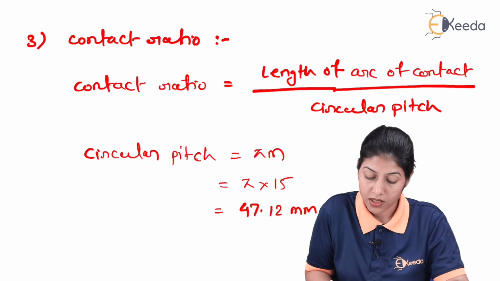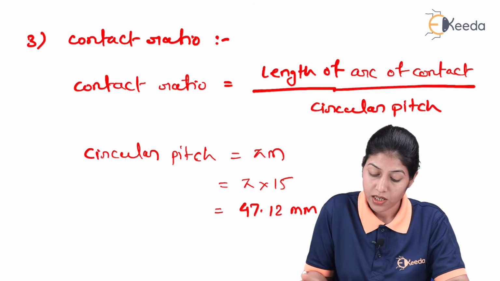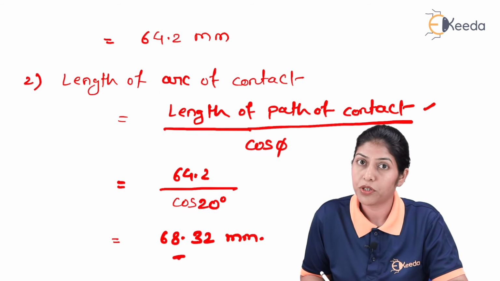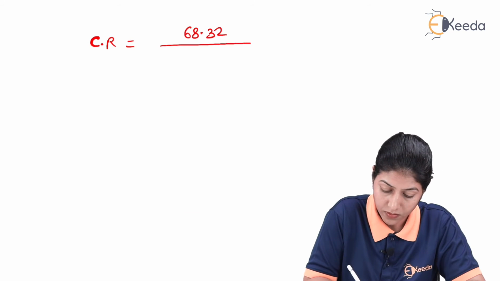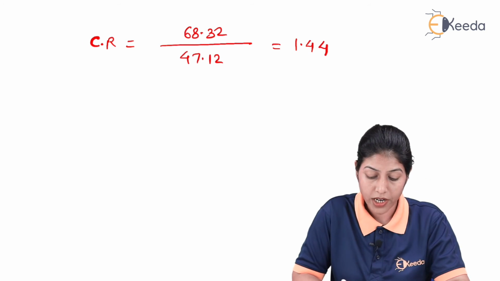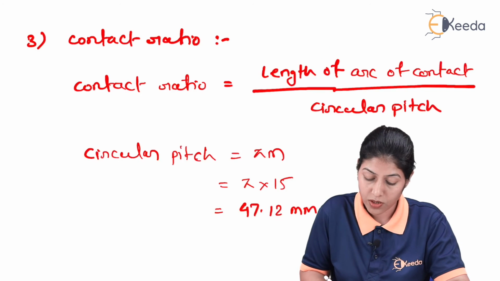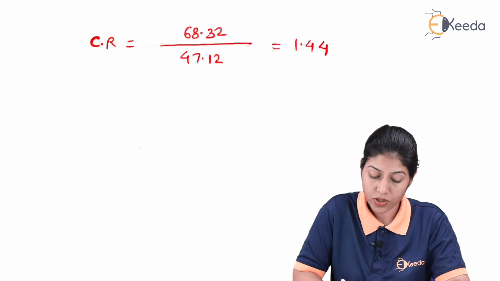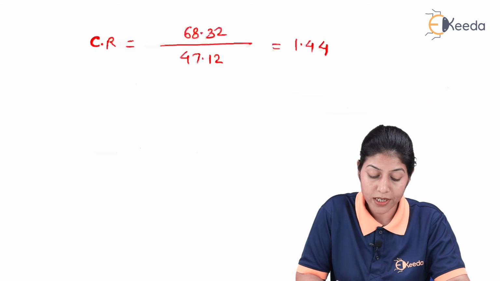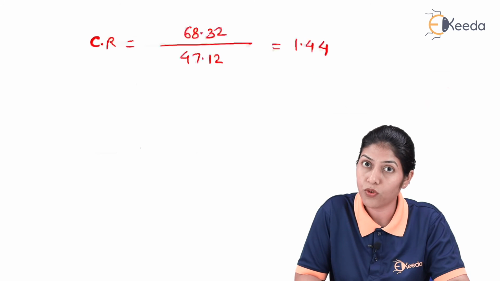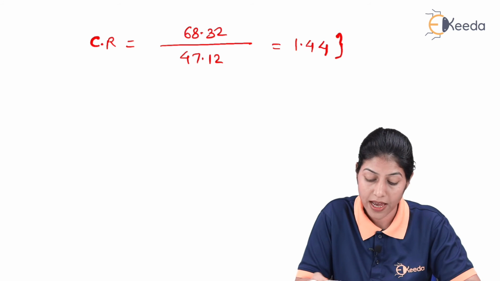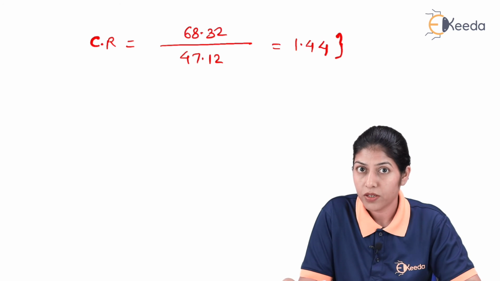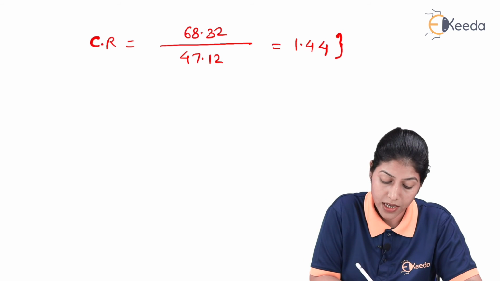So here we have the value of circular pitch and we have the length of arc of contact, it is 68.32. So we can easily define the contact ratio. Here contact ratio will be 68.32 divided by 47.12. We have the circular pitch, pi into 15, so it will be 47.12. So the final value of contact ratio will be 1.44. Now this is in terms of decimals, so here we cannot say the exact number of teeth which are in meshing condition.